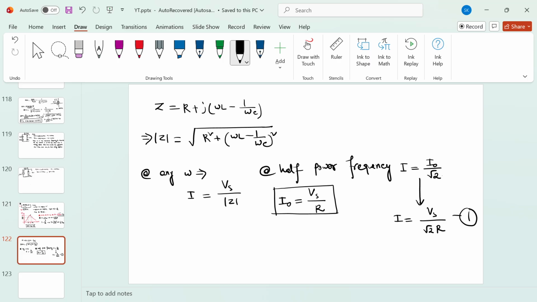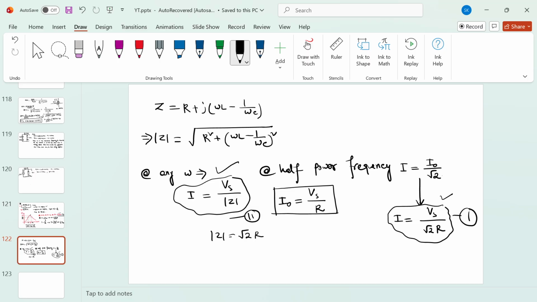And in general, the current equation is also I is equals to Vs by mod Z. And also at half power frequency, I is equal to Vs by root 2R. So these two equations need to be the same, because for any given frequency this should be the case, and at half power frequency this condition has to be satisfied. That means if you compare these two equations, mod Z should be equals to root 2R.